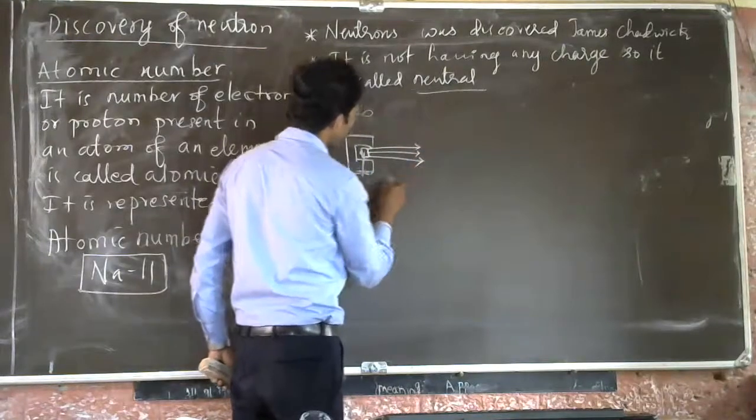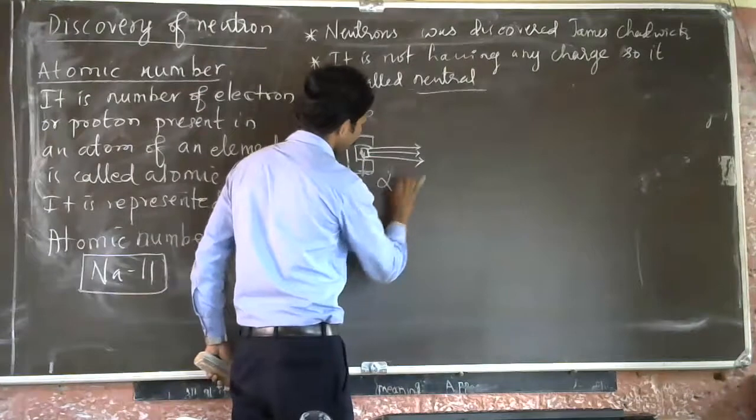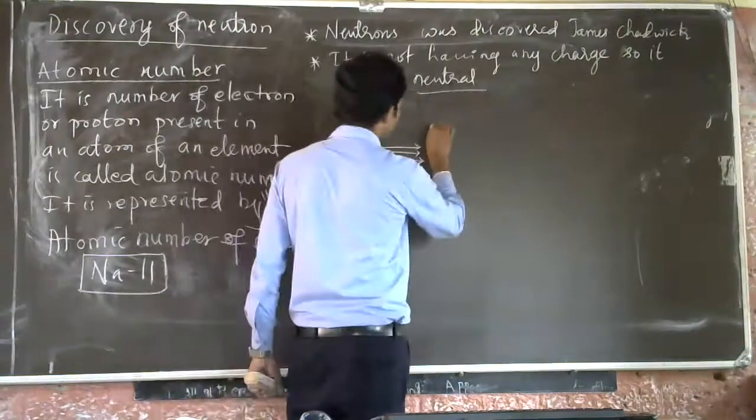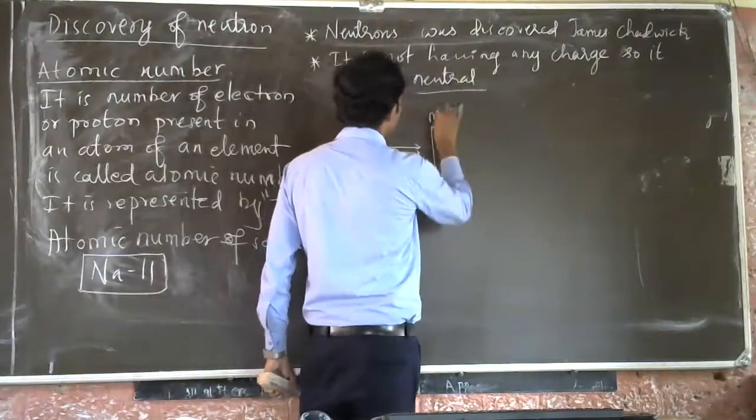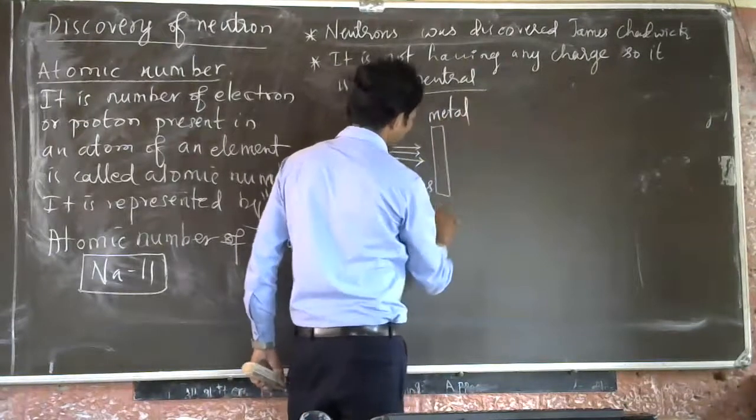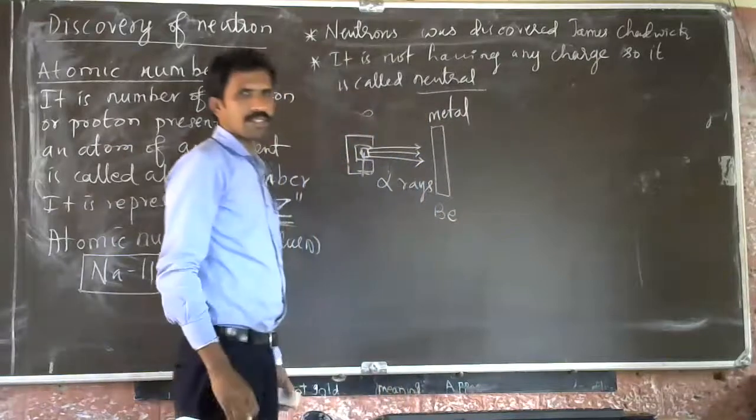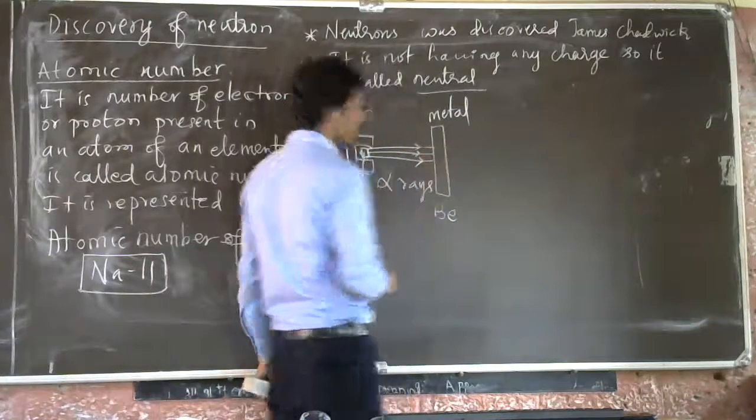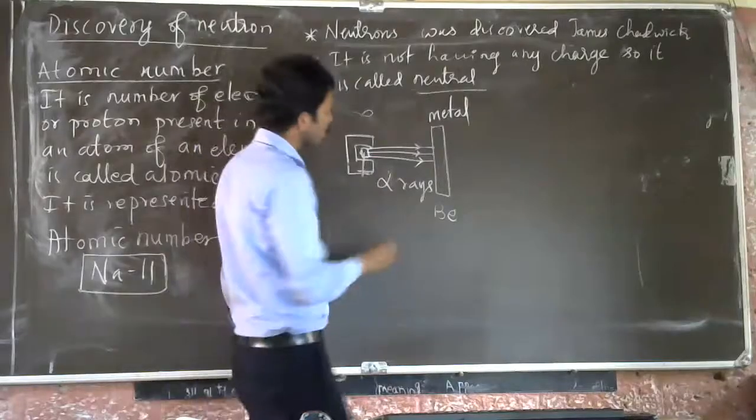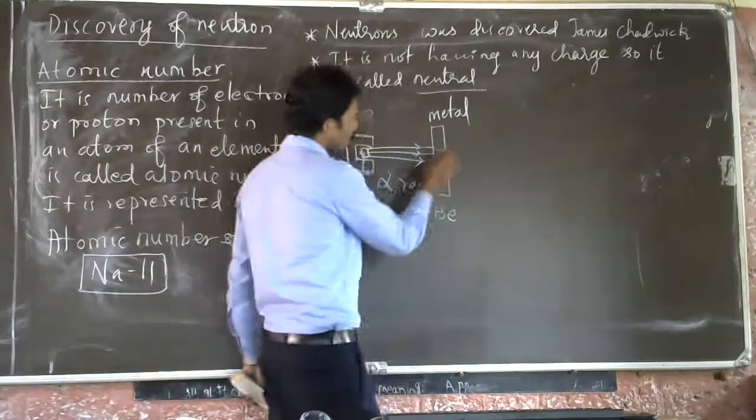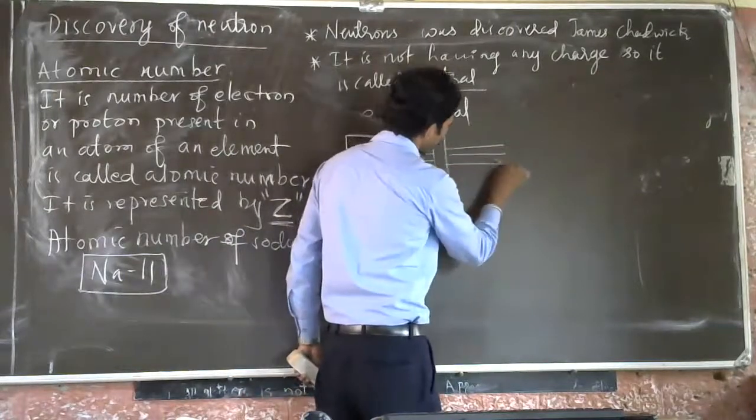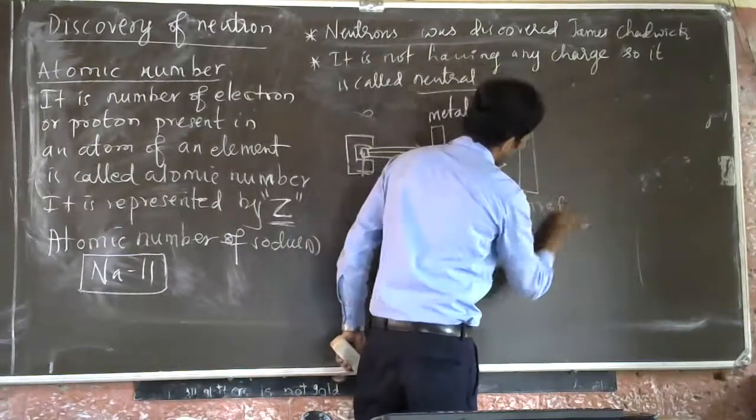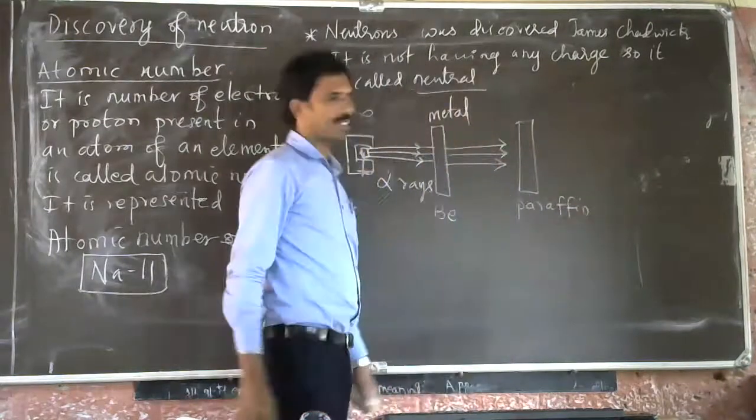Alpha rays were bombarded to a metal, beryllium metal. Understood? When these alpha rays were produced, after this bombardment, rays were also produced, which entered the paraffin sheet.